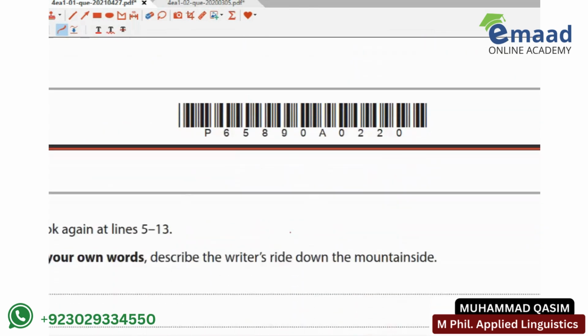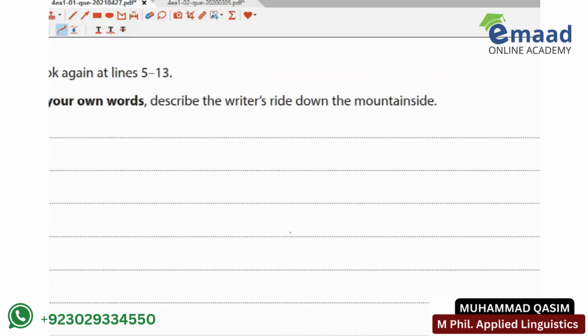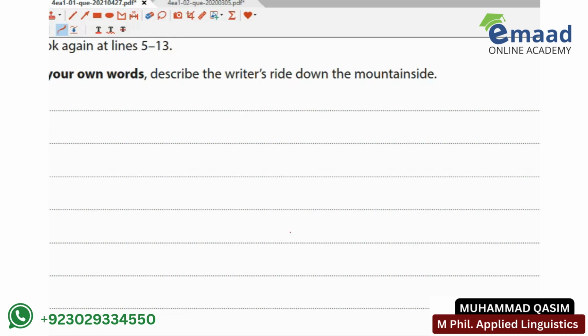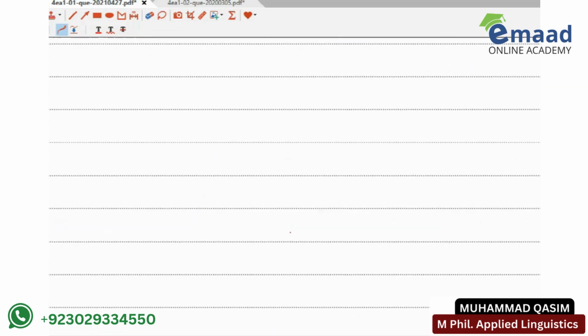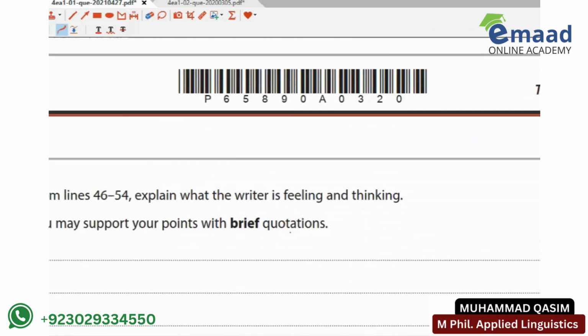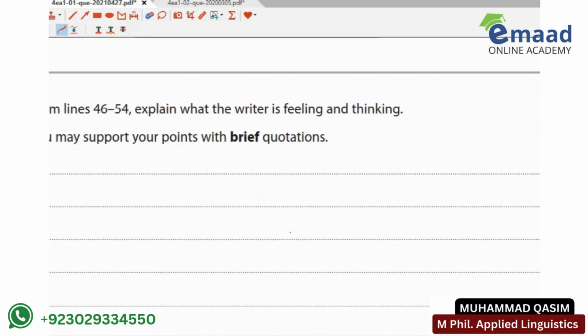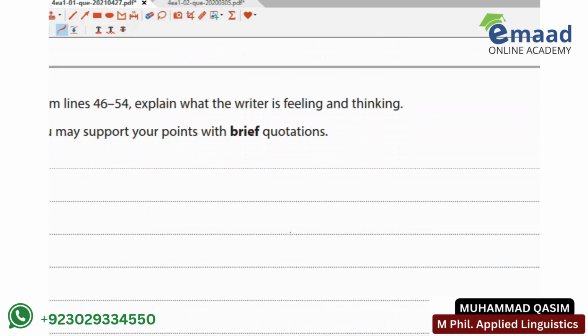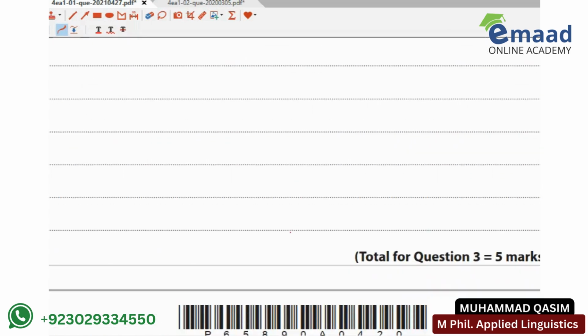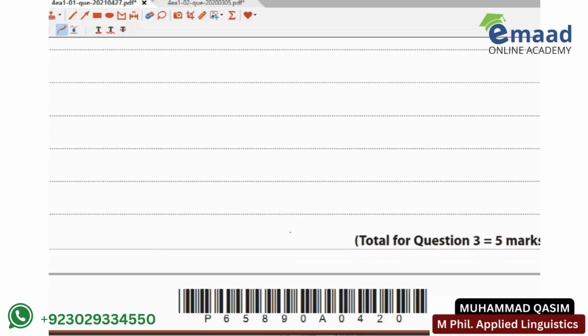These texts will be provided to you from the anthology. In your own words, describe the writer's ride down the mountainside. You must be careful to use your own words in this question. This question has 4 marks. Then question 3: explain what the writer is feeling and thinking. So the writer's feelings, attitudes, thinking. You need a good feeling vocabulary for this. If you have not watched, just watch our video about feeling vocabulary.